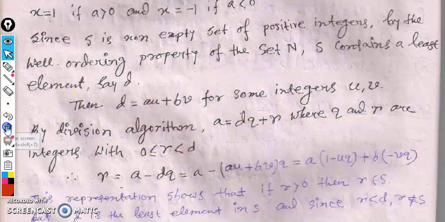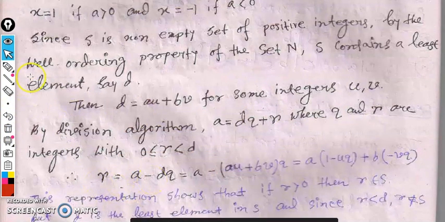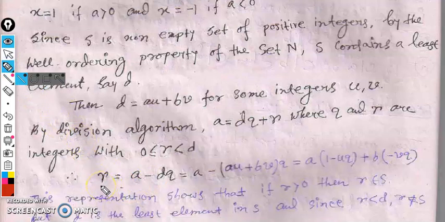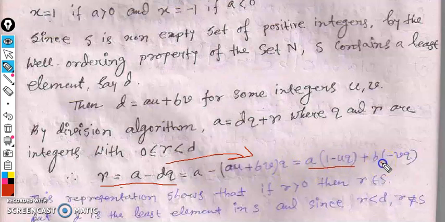For that, we construct another concept. If we consider r as a non-zero quantity, then r is written as A minus Dq, and r should not be a negative number. If we put the value of D here, the result becomes A minus q times (AU plus BV). If we calculate this, it is A into (1 minus qU) and B into (minus qV), which is exactly in the form of an element of the set ax plus by.